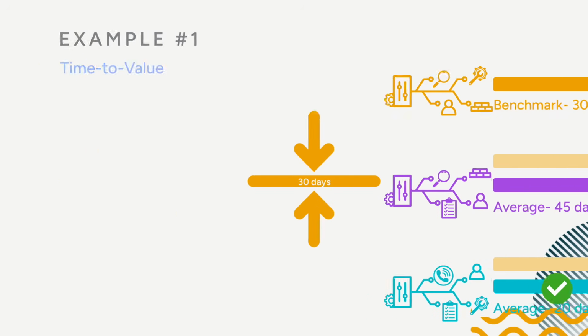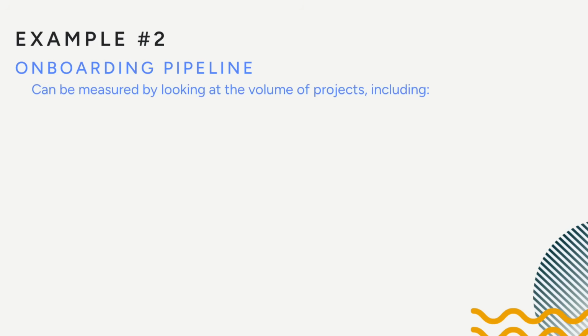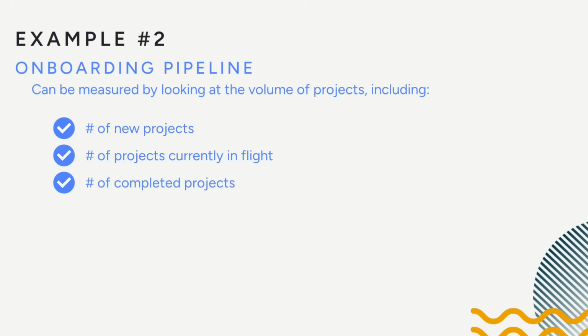Moving along, another example of a KPI for customer onboarding is the onboarding pipeline. For simplicity, we'll measure the pipeline based on the volume of projects, including the number of new projects, projects currently in flight, and completed projects.